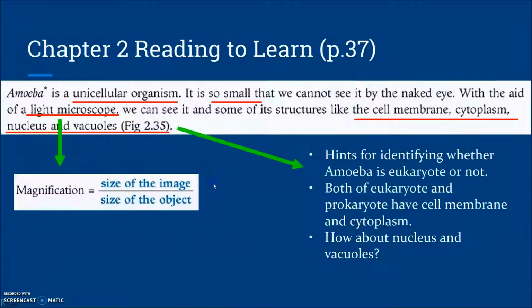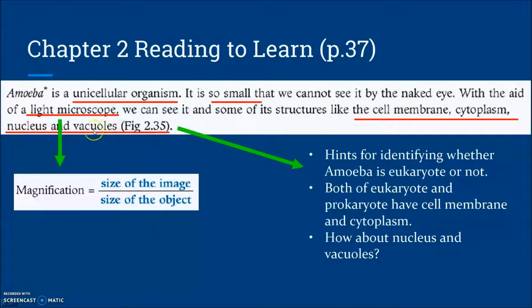So for the paragraph, amoeba is a unicellular organism and is very small, so we need to use the light microscope to observe it. So that's the equation for the magnification: it is equal to the size of the image over the size of the object. And also the other hint is that amoeba has a cell membrane, cytoplasm, nucleus, and vacuole.